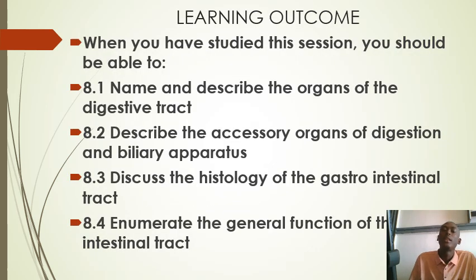This is the learning outcome for study session 8. At the end of this study session, you should be able to name and describe the organs of the digestive tract. You should be able to describe the accessory organs of digestion and the biliary apparatus. You should be able to discuss the histology of the GIT, and you should be able to enumerate the general functions of the GIT.